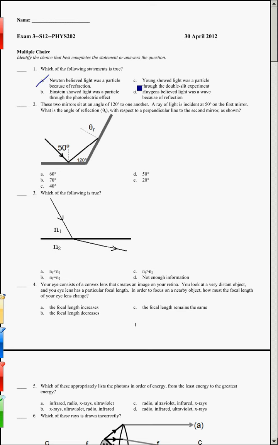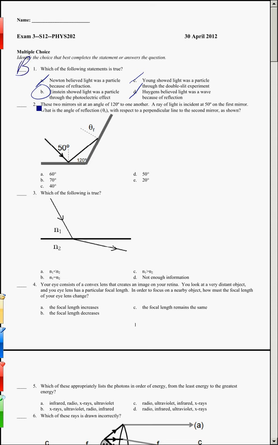Young showed light was a particle through the double slit experiment. He showed that light was a wave. Huygens believed light was a wave because of reflection. He did believe light was a wave, but because of refraction. So it leaves B. Einstein showed light was a particle through the photoelectric effect.